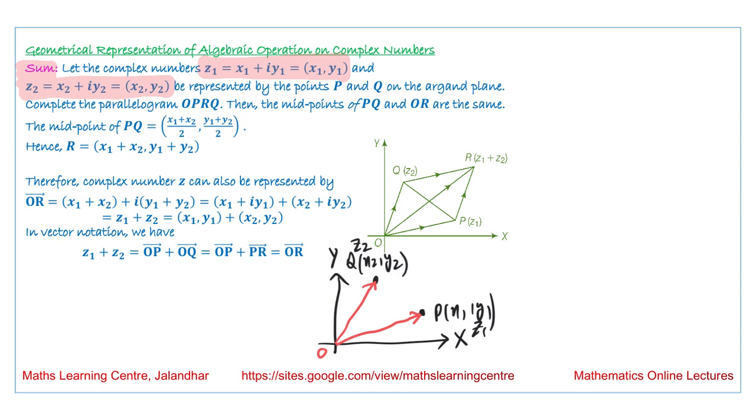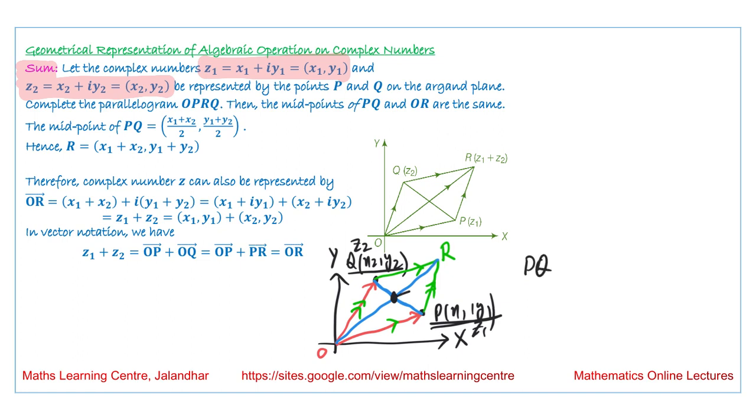Now, if we add these two vectors, we know that we have to use the parallelogram to find the sum. So we have completed this parallelogram. These two lines are parallel, and these two lines are parallel. We obtain the point R. Now, if we join P and Q and O and R, we have a point here, and this point is the midpoint of P and Q.